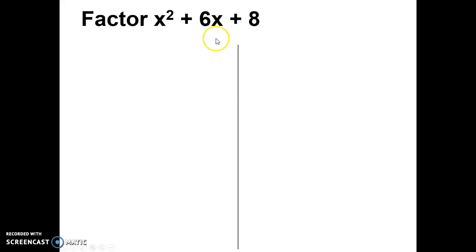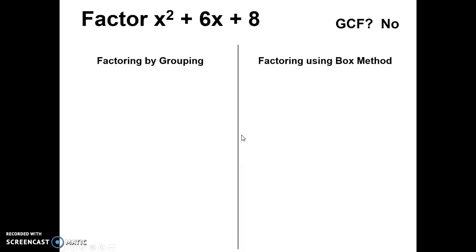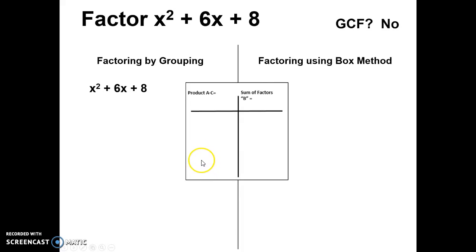All right, I'm going to factor x squared plus 6x plus 8. First of all, is there a GCF here? No. You always have to factor out a GCF first. Okay, factoring by grouping or factoring using the box method, both of them, I'm going to use that AC t-chart to figure out what I'm going to rename 6x. Okay, it's either going to be 1x and 6x or 2x and 3x. We got to come up with a plan here.